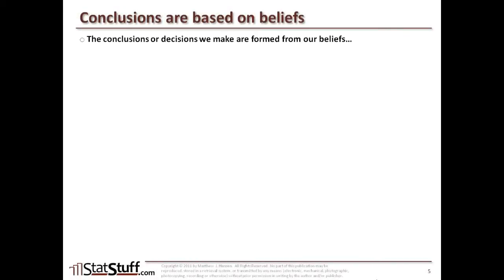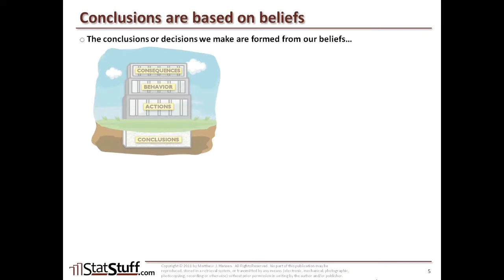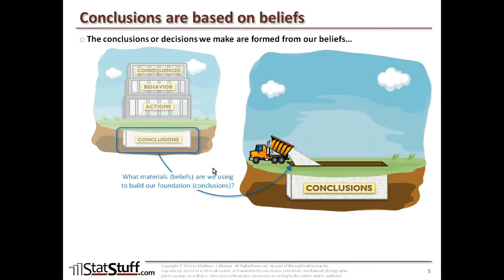So next we might say that the conclusions or decisions that we make are formed from our beliefs. This is again moving backwards within the ABC model. If we use this illustration of the three-story building that's being constructed, we might say this part, the conclusions, serves as the foundation for these things that we're taking actions and behaviors on, and suffering consequences from. We might ask ourselves, what are the materials, or the beliefs, that we're using to form that foundation? There might be some sort of substance used to create this foundation, our solid base for making decisions that eventually lead to the actions that we're going to be constructing on top of this foundation.